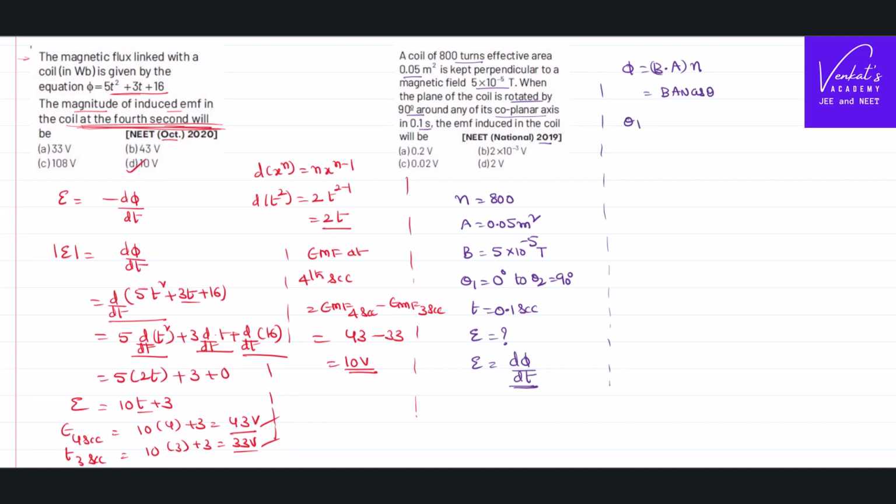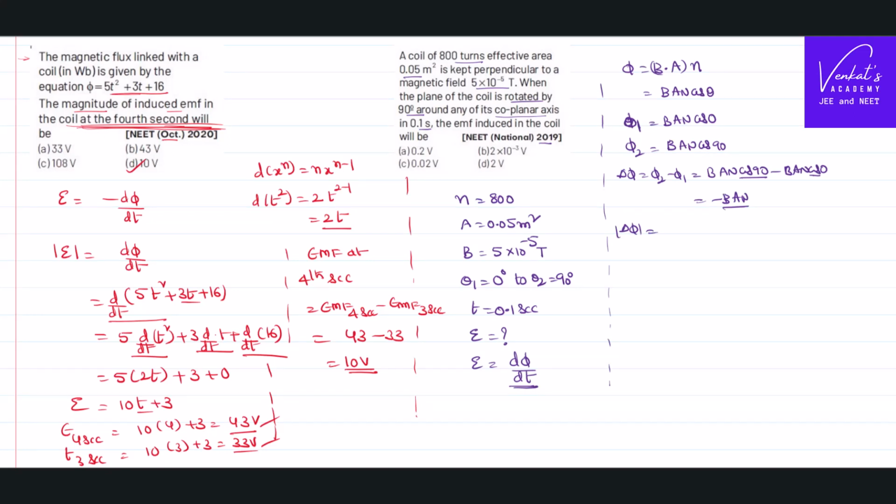So I can write phi 1, the initial flux, is BAN cos 0, and when it is turned by an angle of 90 degrees, the final flux is BAN cos 90. So delta phi is final flux minus initial flux. That is BAN cos 90 minus BAN cos 0. We know cos 90 is 0, cos 0 is 1, so that is equal to minus BAN. So the magnitude of flux change is BAN.